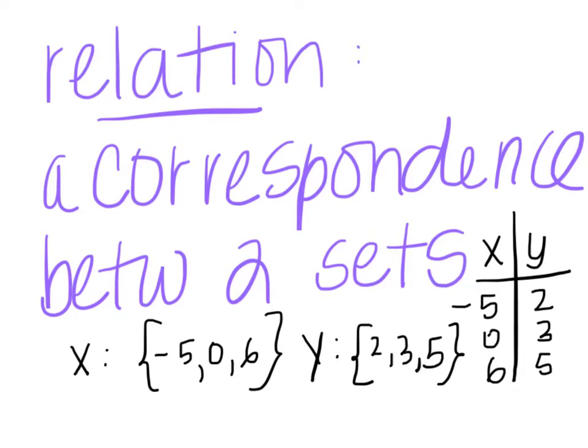So these two sets have something to do with one another, and as with previous lessons, you know that all of these pairs of numbers that are across from one another are ordered pairs that we would graph on the Cartesian plane.